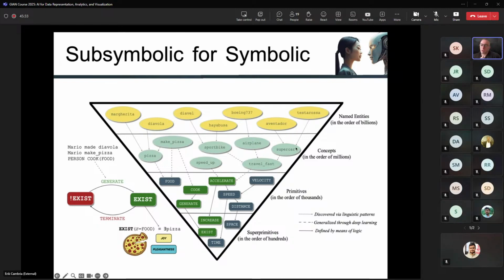So for example, you have the concept of supercar, and to this are linked all the possible named entities that fall under that category. Then you can go one level down and have the conceptual primitives that define each of these things. And finally, you have some super primitives, those primitives for which you then need to build some sort of semiotic representation using logic or using that universal symbolism that we discussed before.